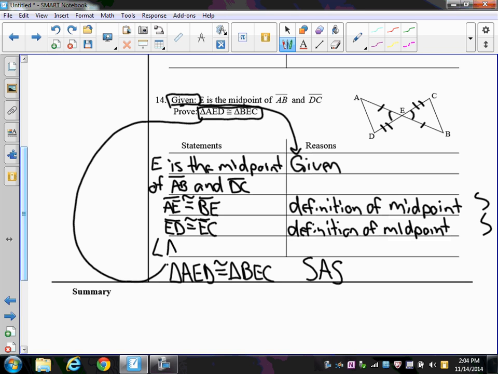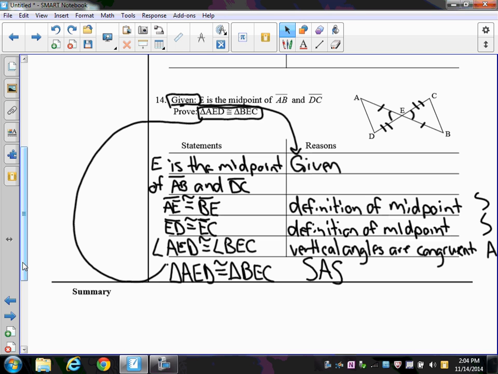We have angle AED is congruent to angle BEC. And our reason is vertical angles are congruent. And that's my angle. So since I have two sides and the included angle, remember it's very important that you have the included angle. That's enough to show my last step. Triangle AED is congruent to triangle BEC.